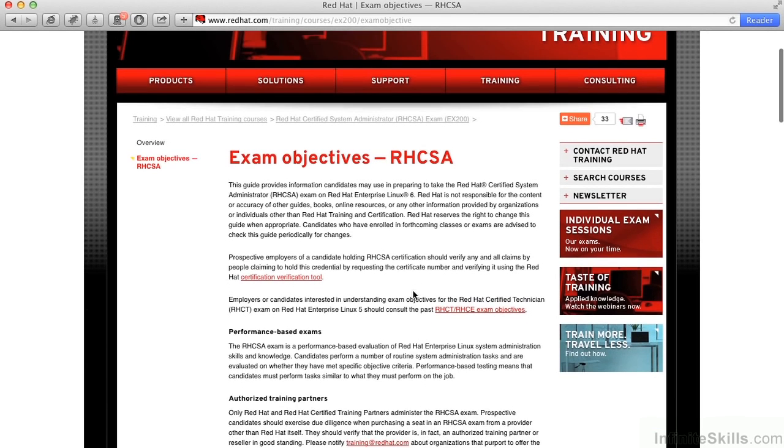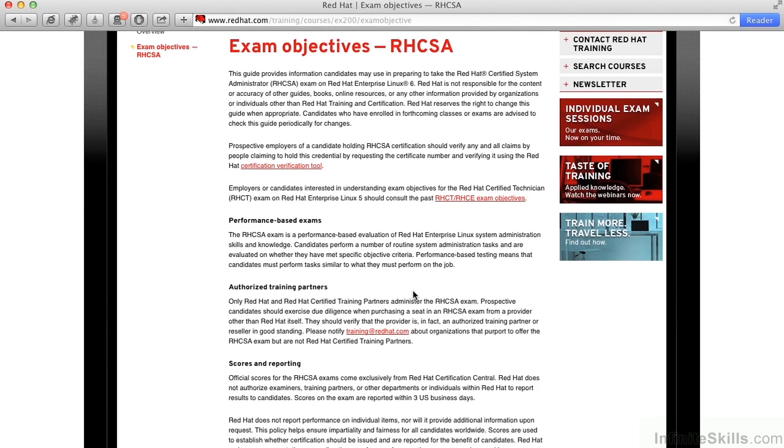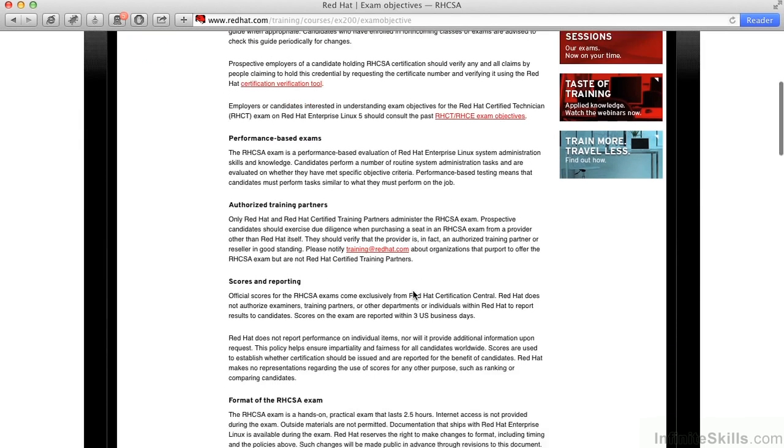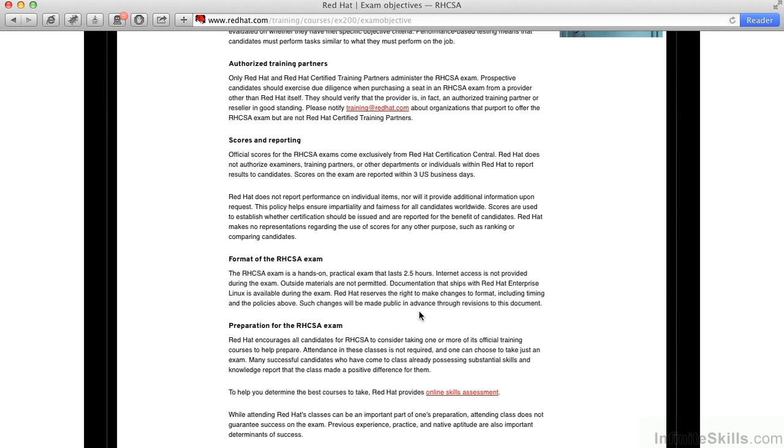Red Hat has a page that covers the exam objectives for the Red Hat Certified Systems Administrator. This is, of course, a hands-on certification. You take a lab-based exam, so just learning about the material isn't going to be enough. You really need to work with this material here.